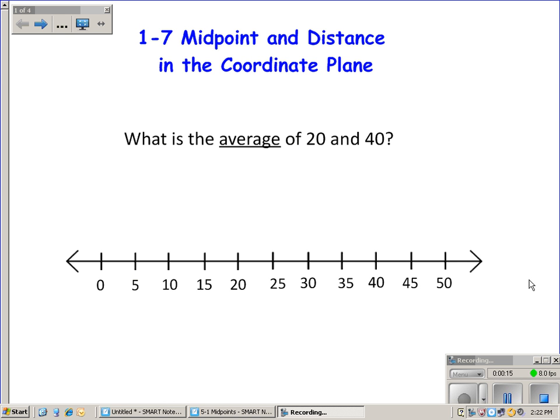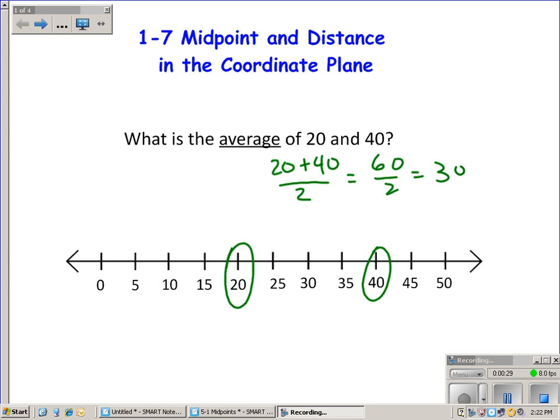What is the average of 20 and 40? Well, 20 is here, and 40 is here. And the average of 20 and 40 is you add them together and divide by 2. So 60 over 2 is equal to 30. Okay. Now notice that 30 is right in the middle of 20 and 40.